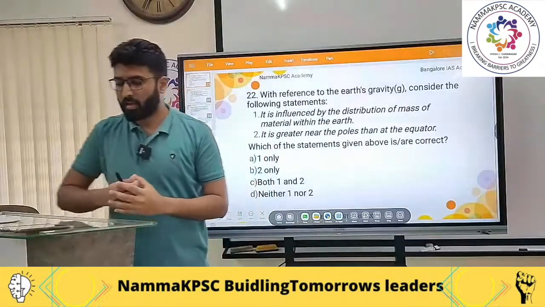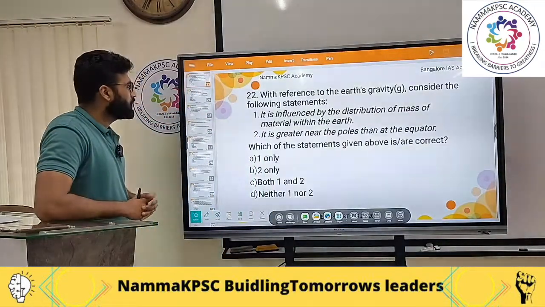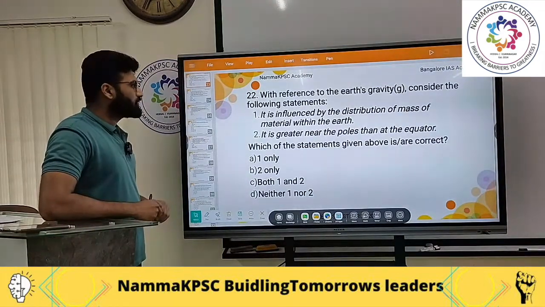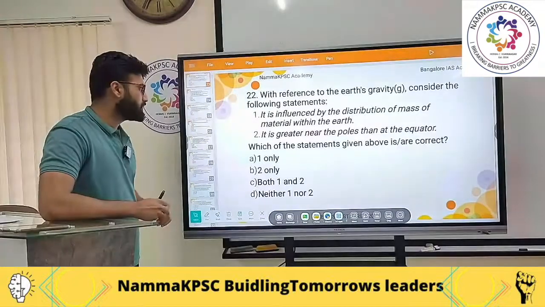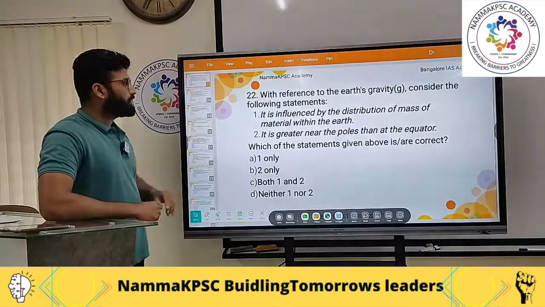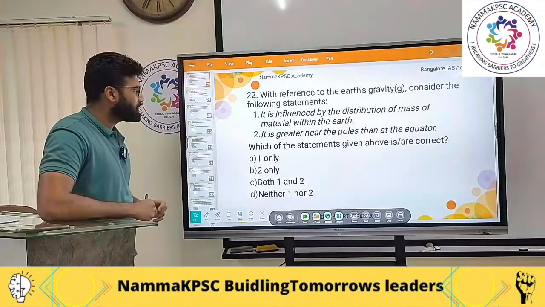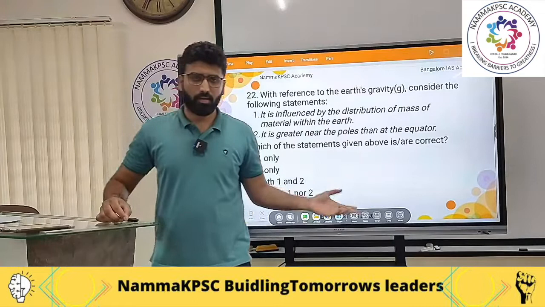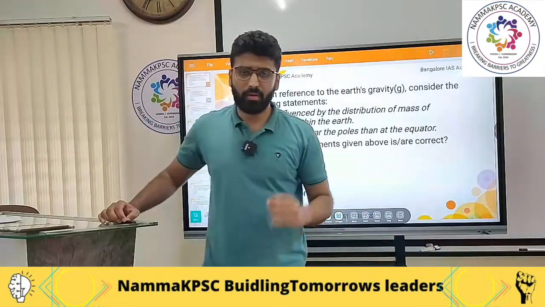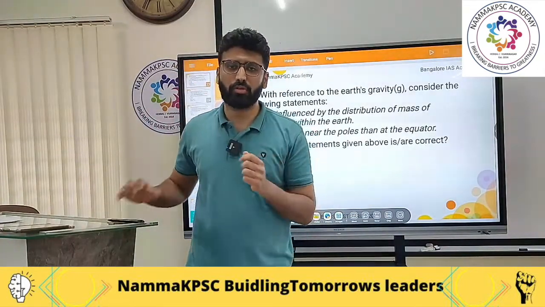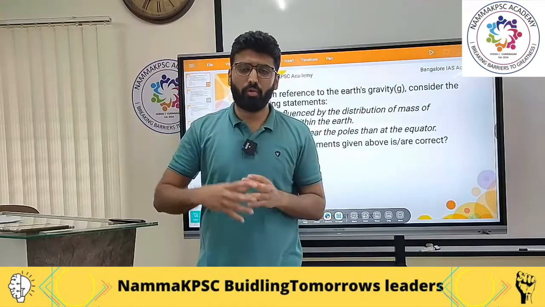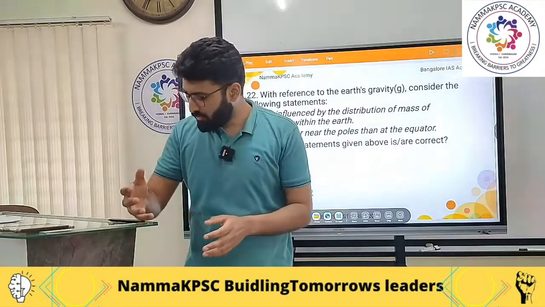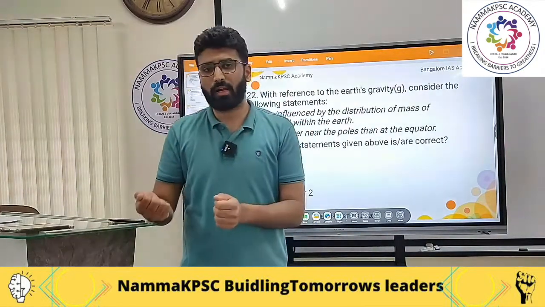Next question, question number 22. Now what does question 22 say? With reference to Earth's gravity, consider the following statements. First statement says, it is influenced by the distribution of mass of material within the Earth. Now, I've told you earlier, while discussing other answers, please remember, gravity is directly proportional to the mass of the body. More massive the body, more is the gravitational pull. Sun is more massive than the Earth. It is heavier than Earth. Obviously, gravitational pull of the Sun is more than that of the Earth.